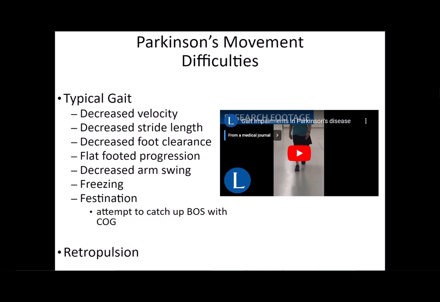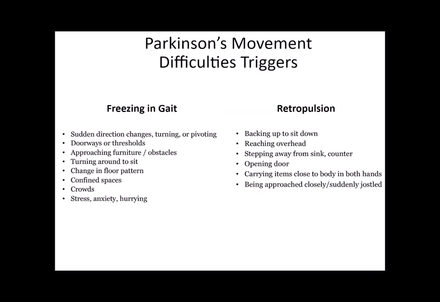The video itself doesn't have any sound, but there are some subtitles, and it starts out with early phase gait changes in Parkinson's disease and progresses all the way through to later stage gait changes that you'll see in this patient population. What you need to be aware of is that the Parkinson's movement difficulties are triggered by certain things. On the left-hand side of the slide, you see that freezing in gait can be triggered by sudden changes and turning in directions or pivoting, which we saw in the video.